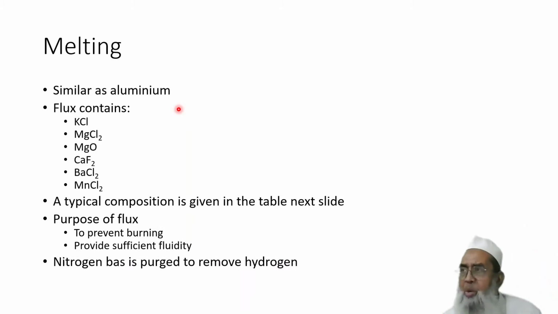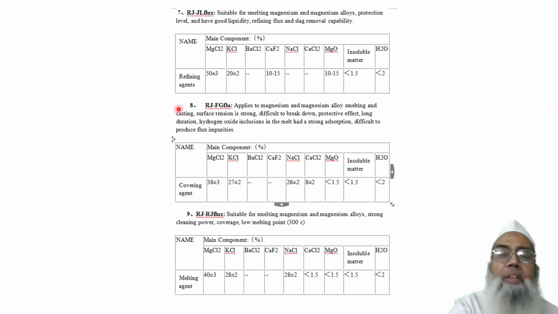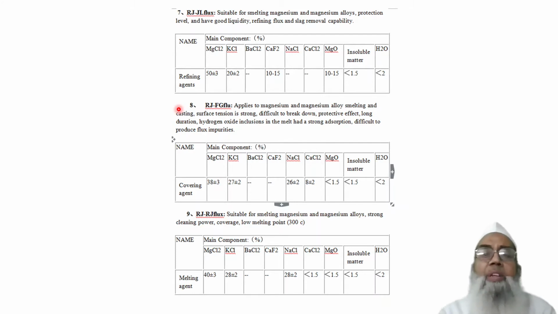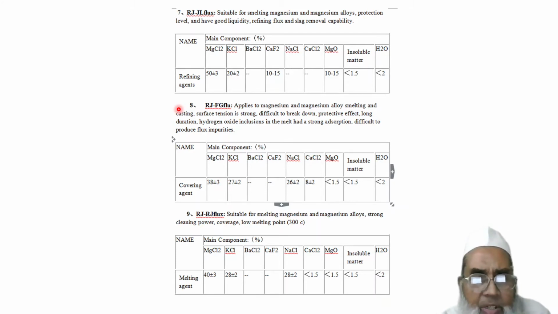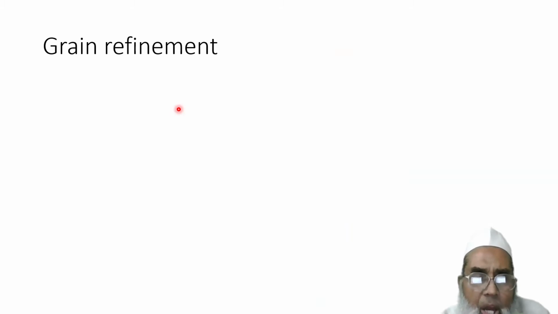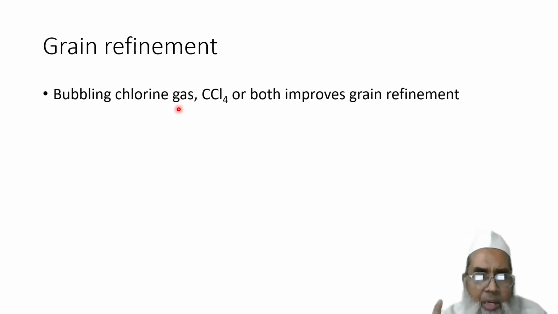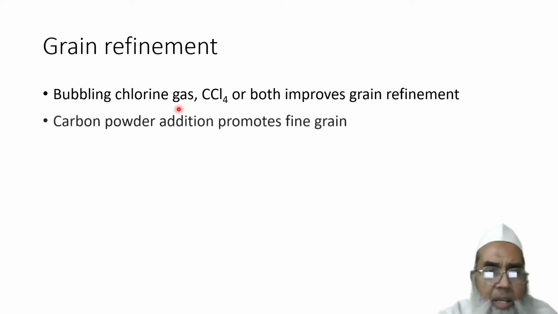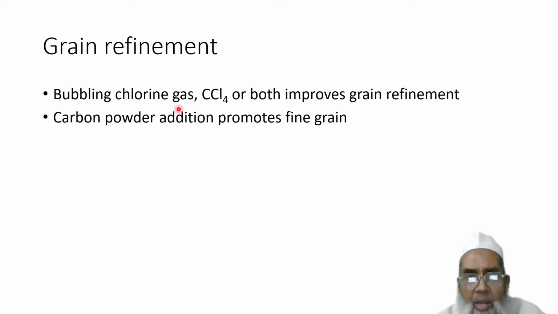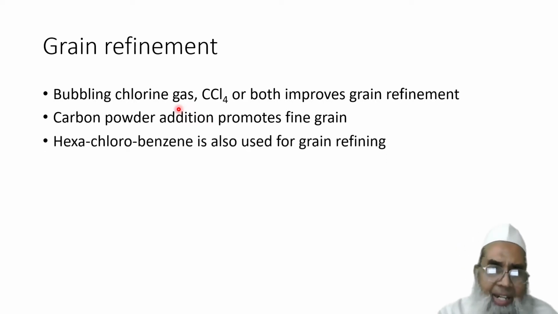Now, when nitrogen is purged, similar to aluminium, it also takes away hydrogen with it. And this is a different combination of the flux which is generally employed depending upon different types of magnesium alloy. Now, if you want to refine the grain, bubbling of chlorine or carbon tetrachloride or a mixture of that improves grain refinement. Carbon powder addition also promotes grain refinement. Therefore, bubbling that will enhance it.